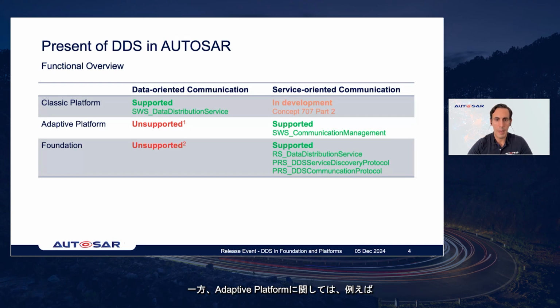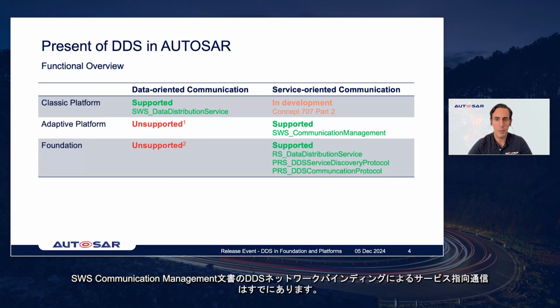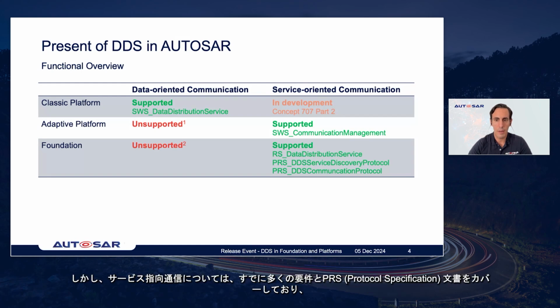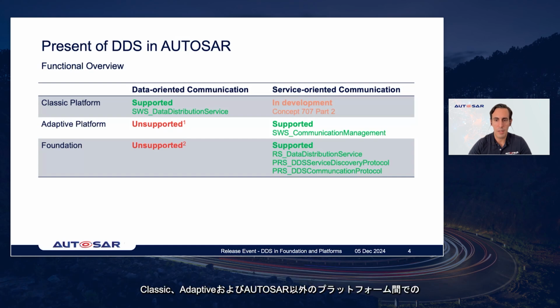Now, when it comes to the adaptive platform, we don't have, let's say, direct API level support for data-oriented communication, but we do have service-oriented communication enabled through the DDS network binding of AP SWS communication management and of course the ara::com APIs. Then when it comes to the foundation package, we are still missing one document in there describing data-oriented communication. But we see that for service-oriented communication, we have already covered a number of requirements and PRS documents that very well enable service-oriented communication for classic, adaptive, and other platforms outside of the AutoSAR ecosystem.